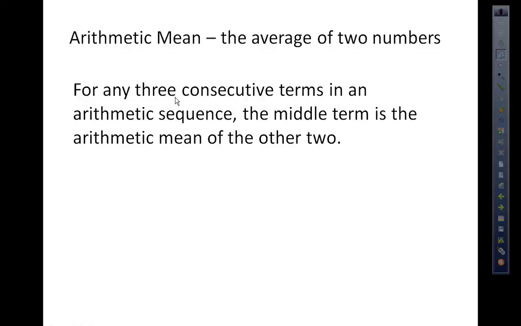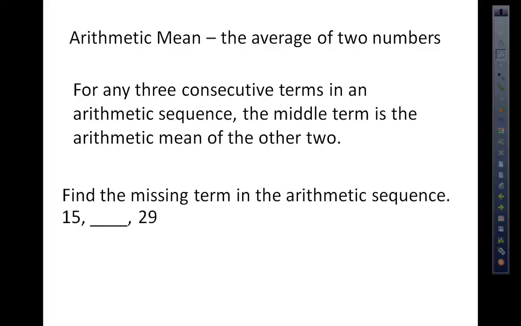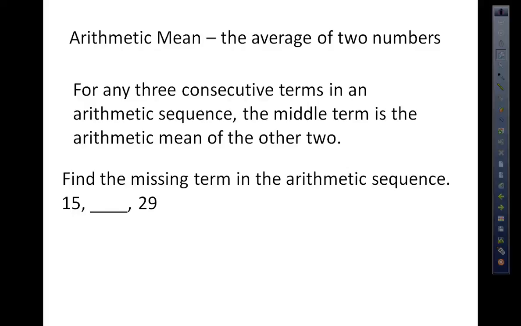Now, how does that help us with arithmetic sequences? For any 3 consecutive terms in an arithmetic sequence, the middle term is the arithmetic mean of the other 2. So, in any arithmetic sequence, if you know that something is an arithmetic sequence, then you can find a term between two terms just by doing its arithmetic mean.